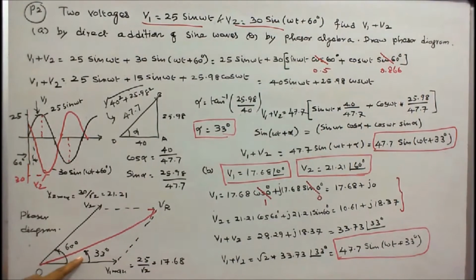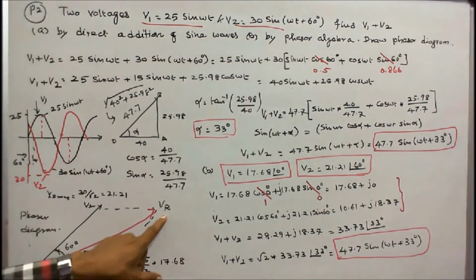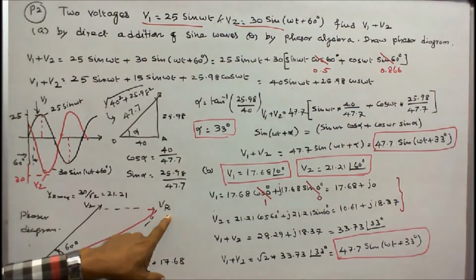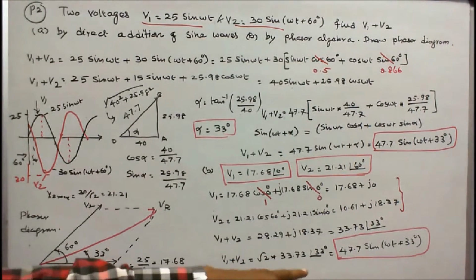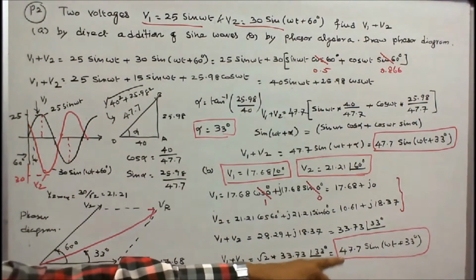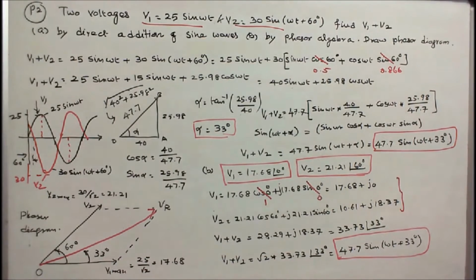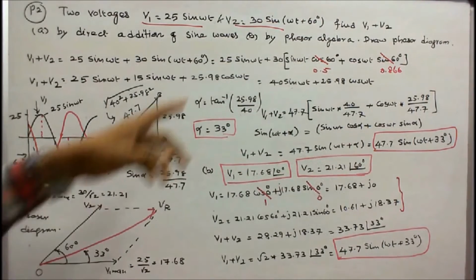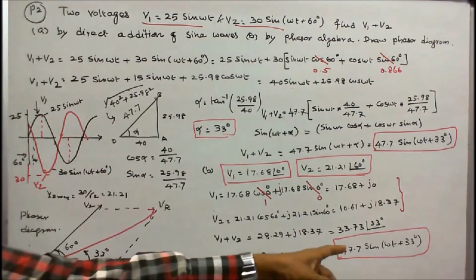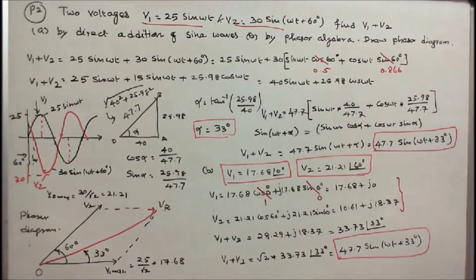This is 33. Angle between V1 and V2 is 60 degrees. The resultant voltage VR is equal to 33.73. This is an RMS value, and I want to convert it into maximum. V1 plus V2 is equal to root 2 into 33.73 angle 33, that is equal to 47.7 sin (omega t plus 33). So by direct addition we got 47.7 sin (omega t plus 33). By phasor algebra, 47.7 into sin (omega t plus 33). This is the phasor diagram. This is V1, this is V2, this is the resultant voltage.